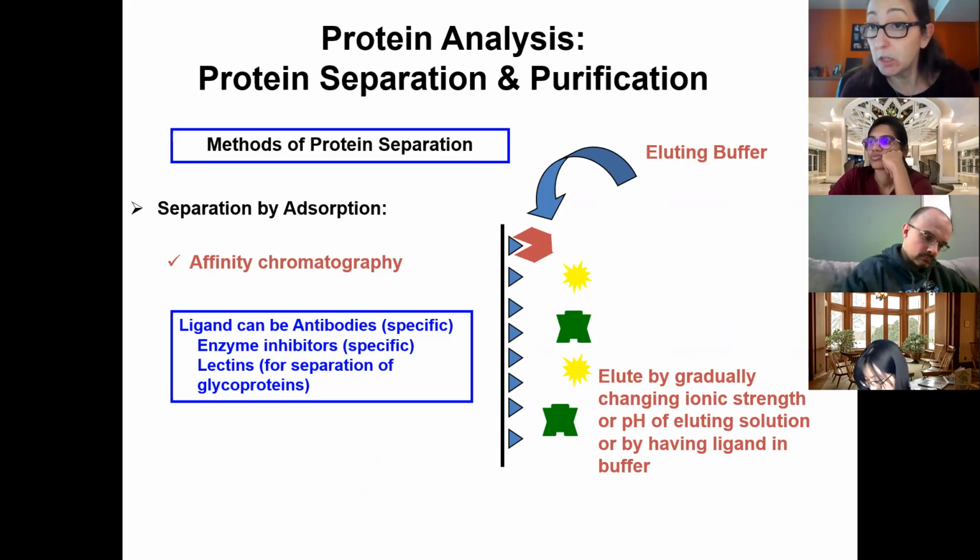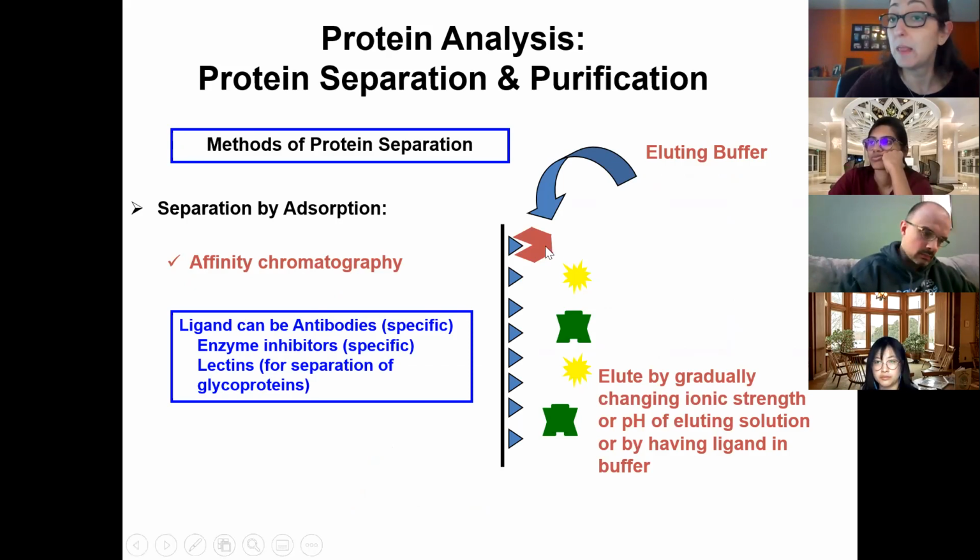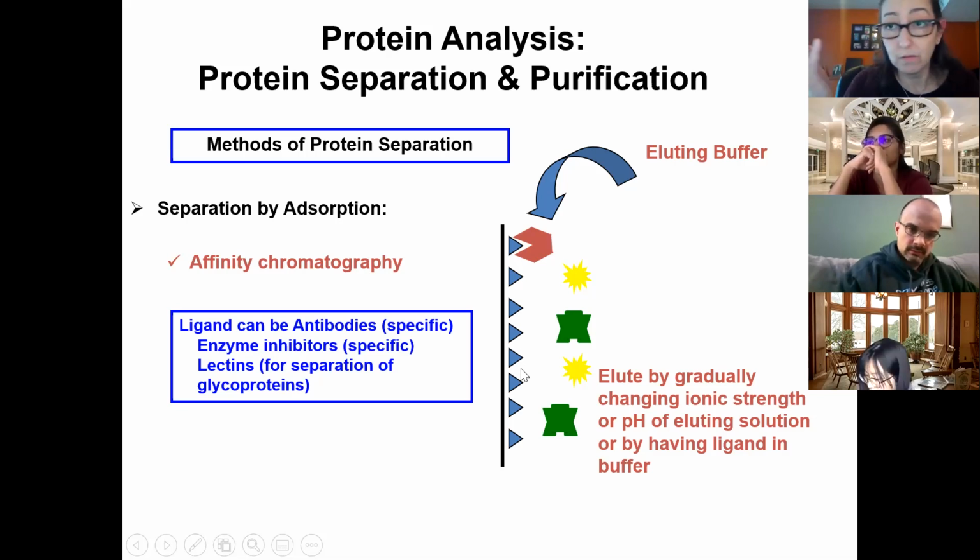So affinity chromatography is also used, and it's used a lot when we want to isolate antibodies to develop ELISA assays, for example. So the protein here could be the antibody, and then the specific antigens could be the functional groups in your stationary phase or your media that you're using.